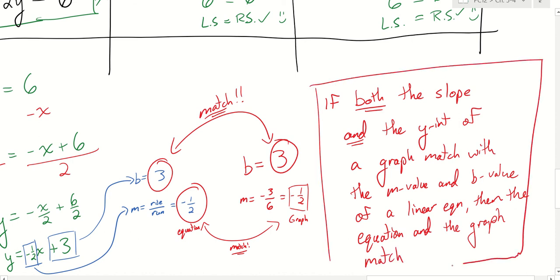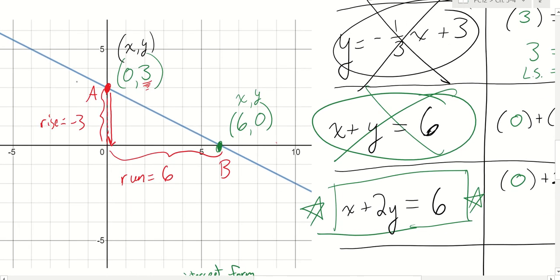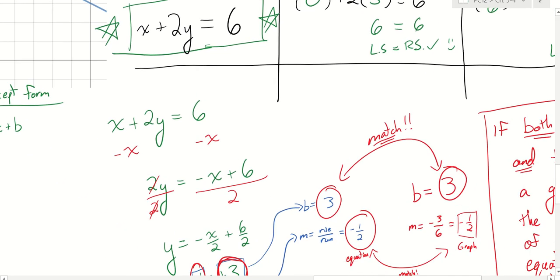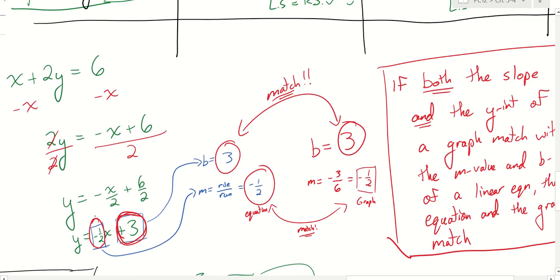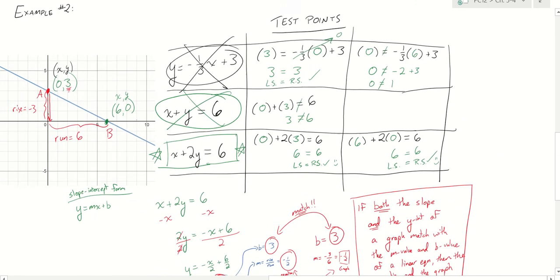If you have the slope of some line and it matches with the m value of your equation, and you have the y-intercept of some line and that matches with the b value of some equation, then that particular equation matches with that particular graph. And any particular point on that line would represent a solution for that particular equation. So hopefully that makes a bit of sense.